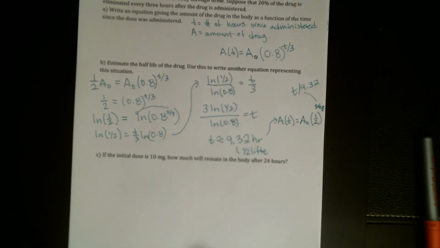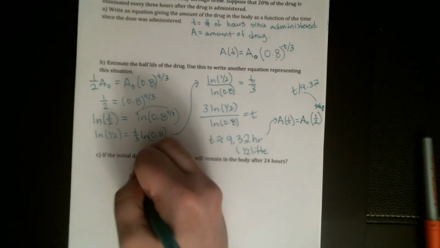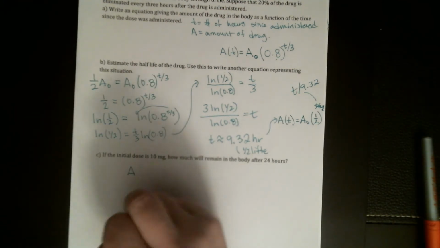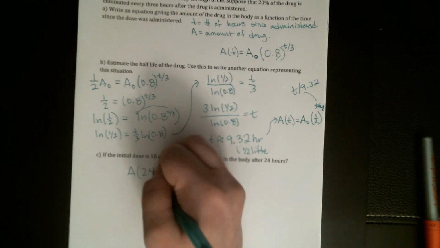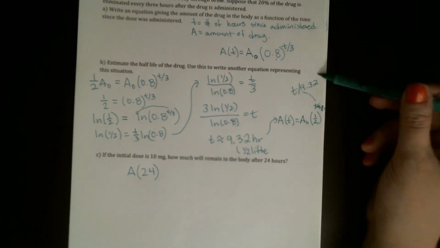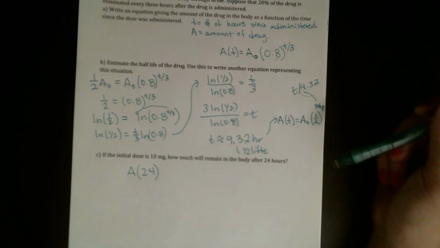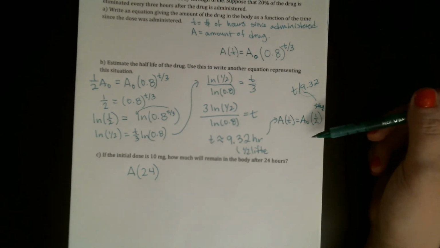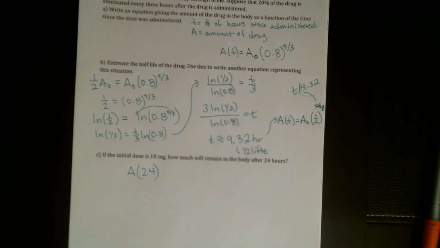Okay, last question. If the initial dose is 10 milligrams, how much remains in the body after 24 hours? This actually doesn't sound like it requires any solving. I'm being given an A0 and a T value. So I have 2 equations to choose from. I'm going to choose the one from part A. The reason for that, T is in hours, is because when I wrote this equation that shows the half-life, there's some rounding involved here. This 9.32 is approximate, so I've lost a little bit of information. It's still pretty good, but the first one is a little bit more exact.